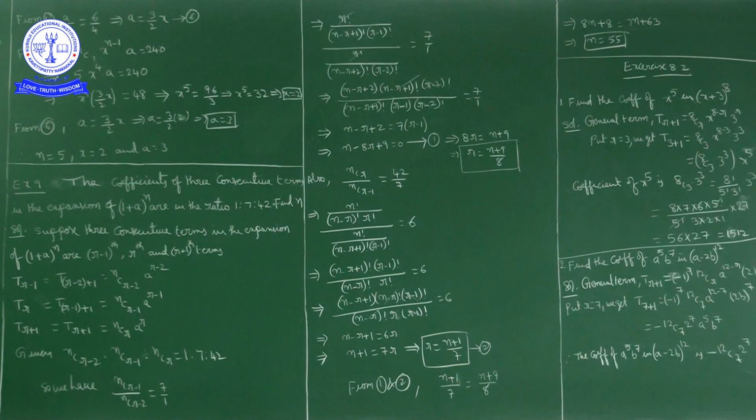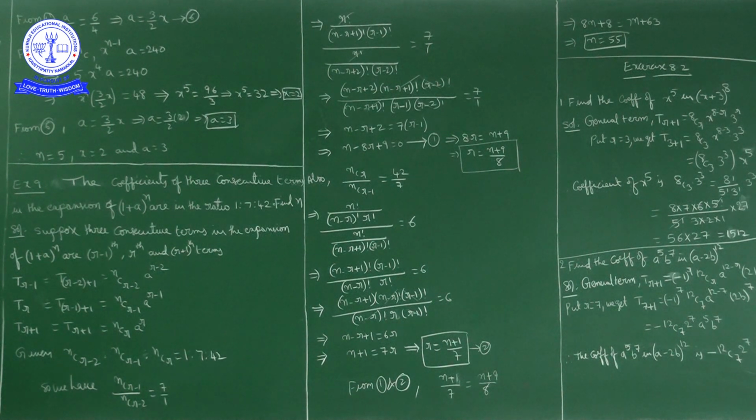Now nC(r-1) upon nC(r-2). nC(r-1) is what? n factorial by (n-r+1) factorial into (r-1) factorial, and in the denominator nC(r-2) is n factorial by (n-(r-2)) factorial into (r-2) factorial, equal to 7/1. Now here n factorial cancels. n-(r-2) is nothing but (n-r+2) factorial into (r-2) factorial. This comes to the numerator. The denominator will be (n-r+1) factorial into (r-1) factorial.